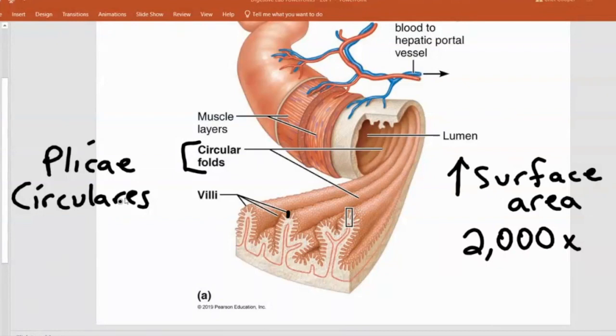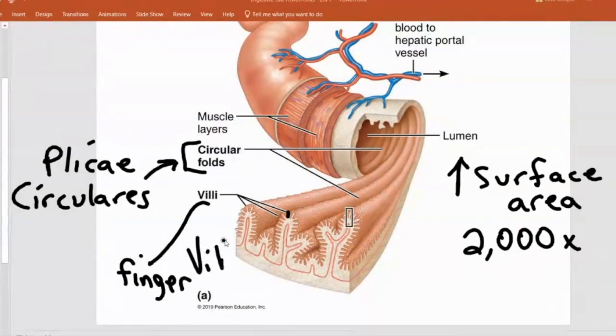These plicae are the first level, the big folds. The next smaller are the finger-like, right? These are kind of like a finger, and they are called villi. That is V-I-L-L-I. Some places you might see villus. Each one is called a villus. You guys should know by now. I don't care if you use singular or plural. That's totally up to you. Okay.